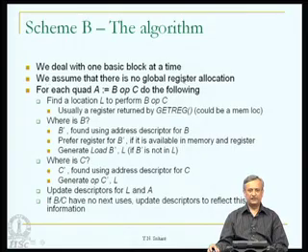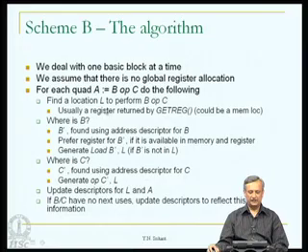This algorithm deals with one basic block at one time, and we assume that there is no global register allocation in this. There is a local register allocation, which is the GETREG function, which we are going to discuss very soon. For each quadruple A equal to B op C, we do the following. Find a location L to perform the computation B op C.